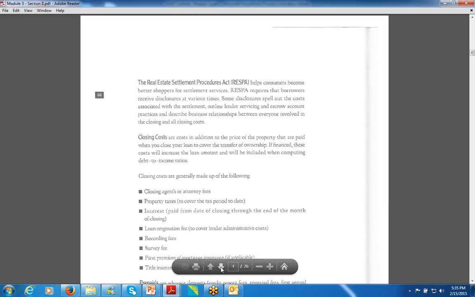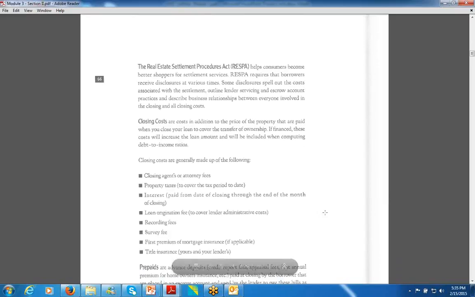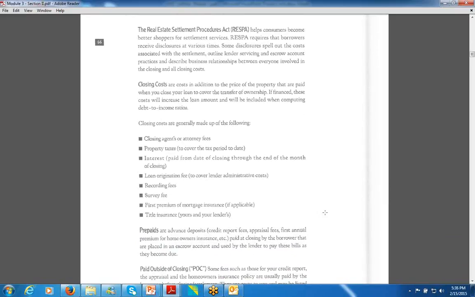Real Estate Settlement Procedures Act, law governing real estate closings and activity. Closing costs.